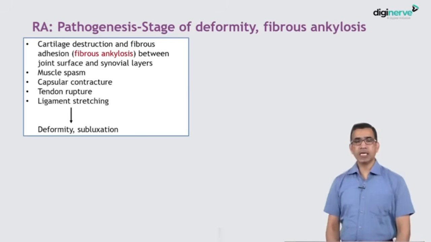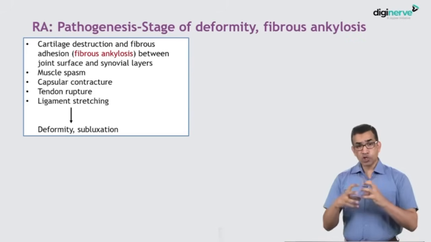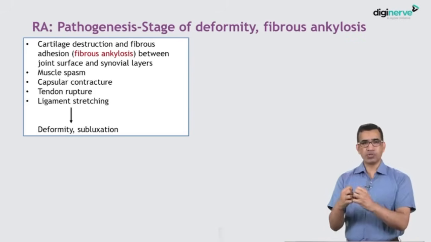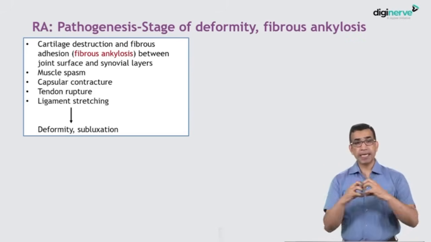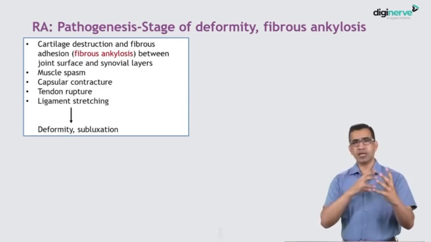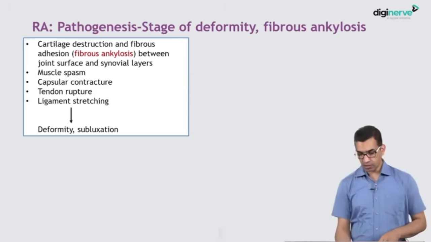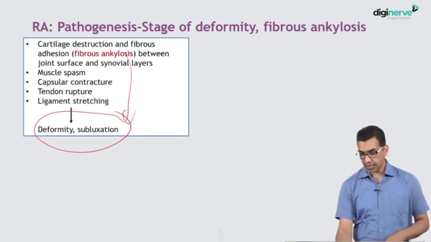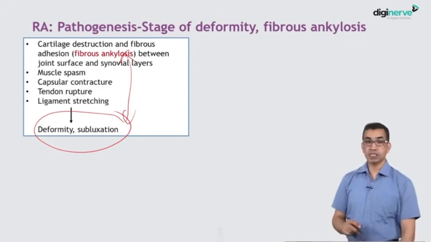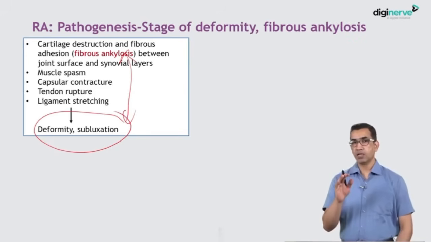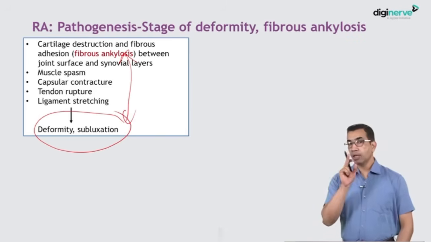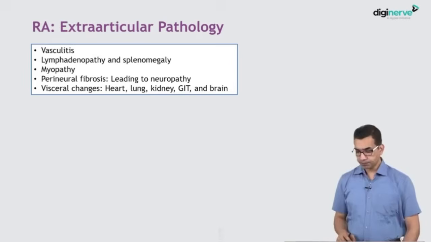And lastly, with the cartilage destroyed, the bone end starts getting exposed. It starts resulting in fibrous ankylosis. There is a lot of muscle spasm, capsule contracture, tendon rupture, and the ligament gets stretched over the years of recurrent effusions, remissions and exacerbations. Finally, it causes deformity, subluxation and fibrous ankylosis. This is stage 3. So synovitis, arthritis and stage of deformity, with fibrous ankylosis here, and bony ankylosis in septic arthritis.